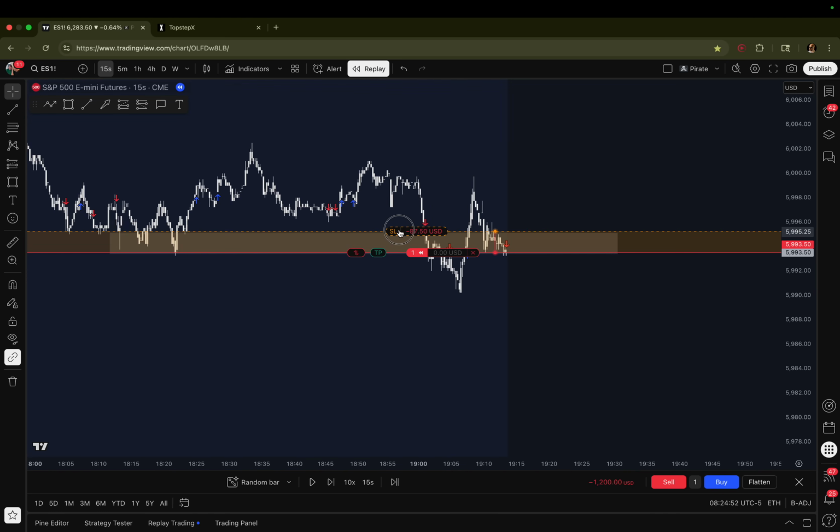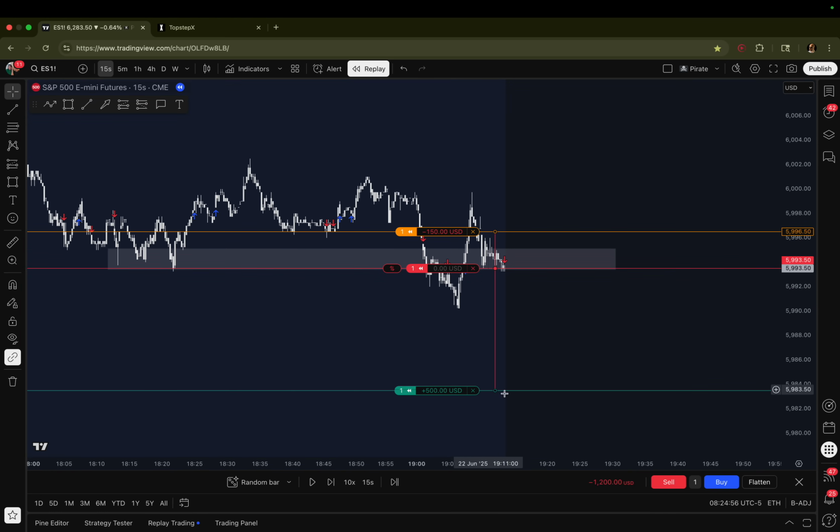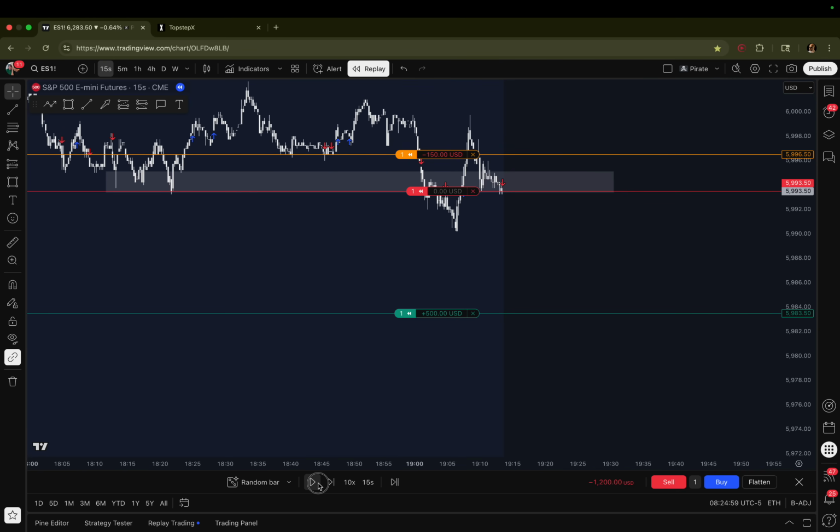So I'm going to enter a sell here. I'm going to put a stop right above these recent highs here. Target will be somewhere lower. It's going to be further than that, but I'm just going to put it there for now. If it crosses this low right here, I'm going to move the stop to break even.